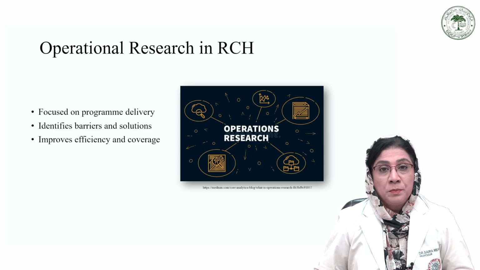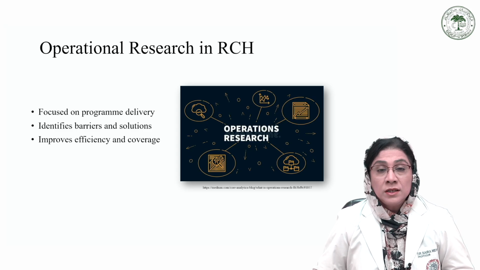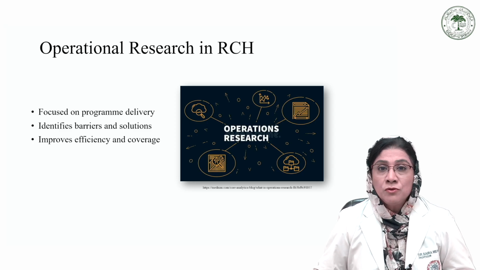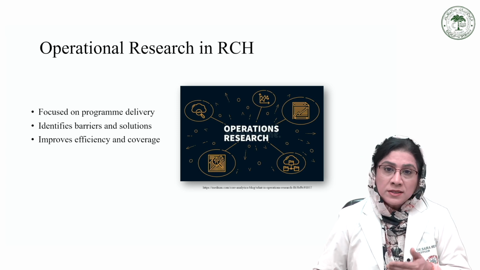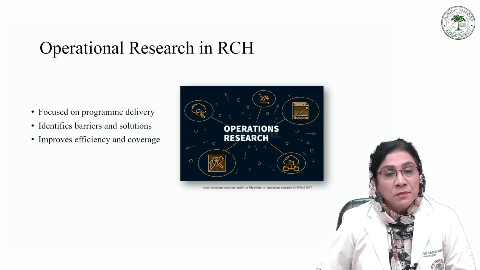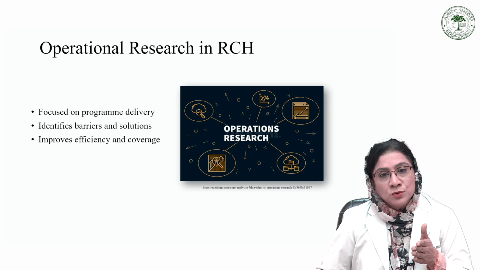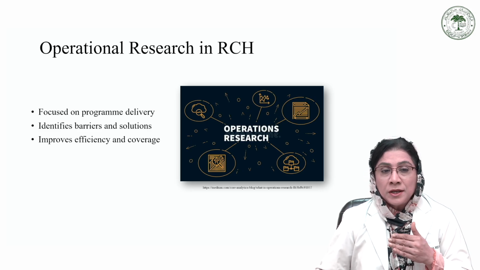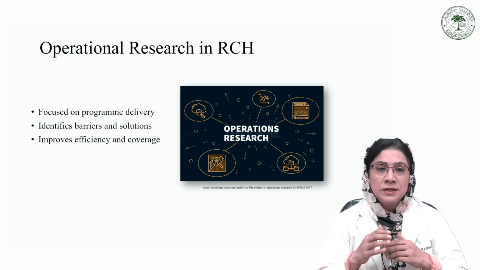Operational research is particularly relevant in RCH because it examines how programs function in practice. It asks pragmatic questions. Why do some women avoid institutional deliveries despite free schemes? What prevents ASHAs from achieving full immunization coverage? By identifying the barriers and testing solutions, operational research directly informs program managers and improves efficiency. It uses simple tools like process mapping, bottleneck analysis, and short plan, do, study, act cycles to find what works in real settings.